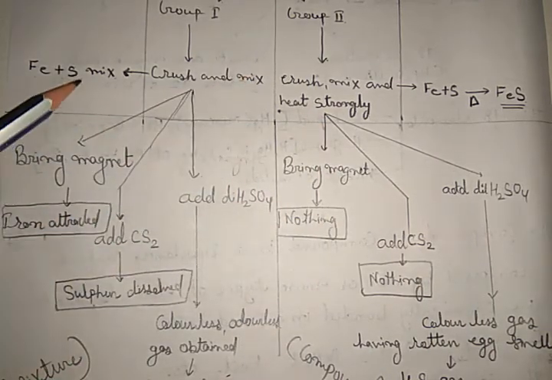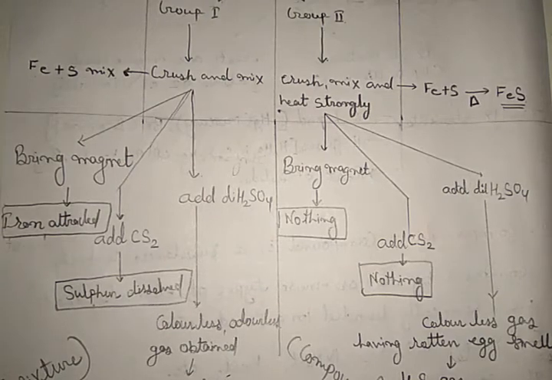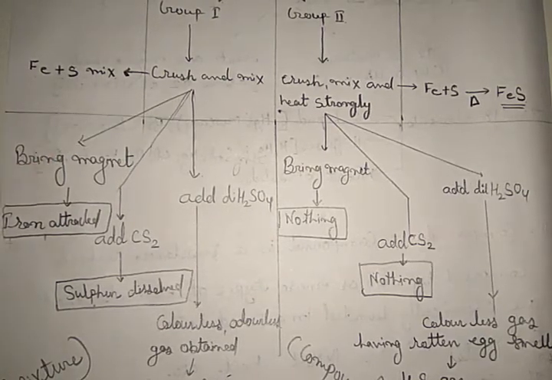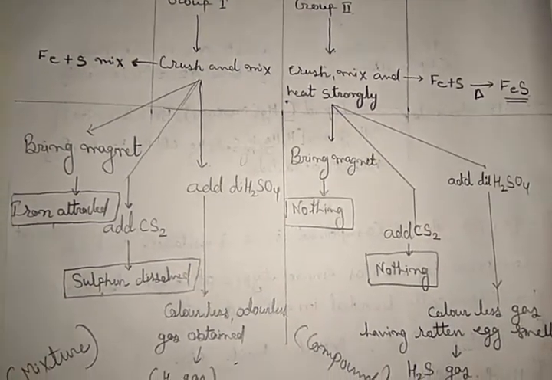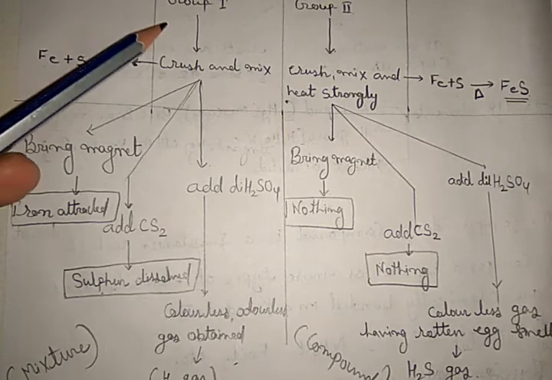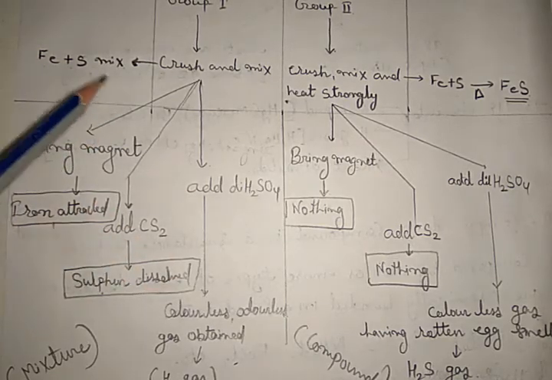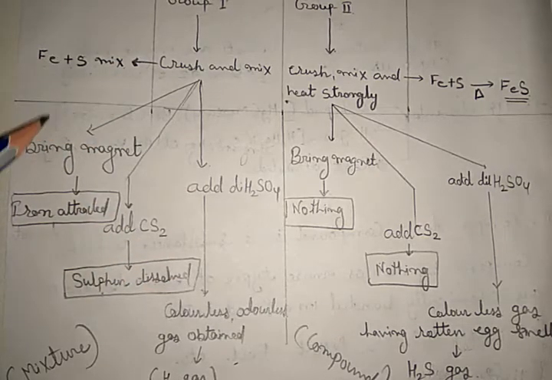Let me consider the first group. What happened here? When we bring the magnet near the first group, that is the mixture of iron and sulfur, the iron gets attracted towards the magnet.